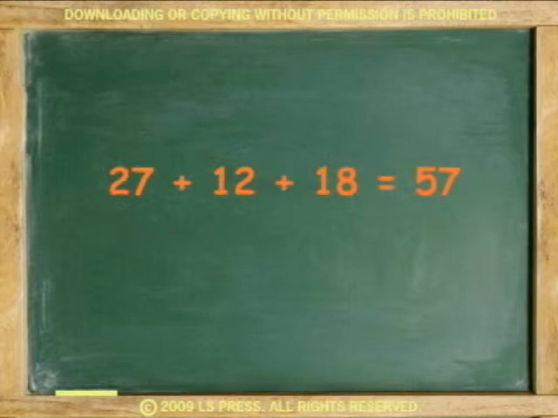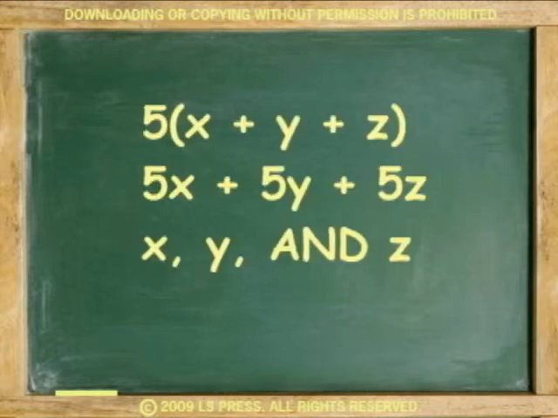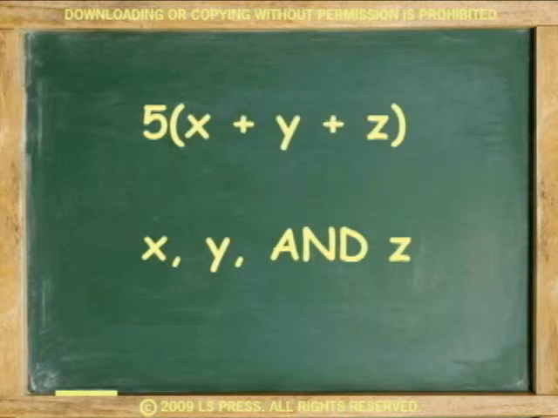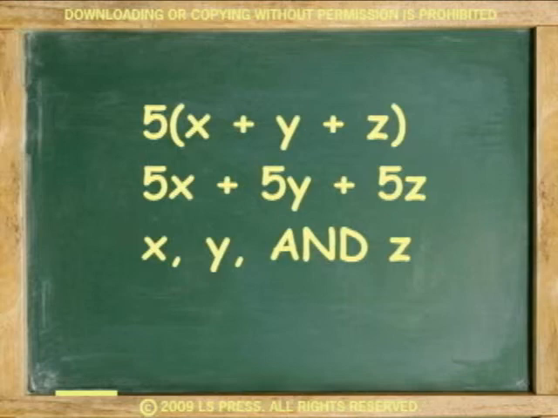Now, although according to order of operation rules you are supposed to do what is inside the parentheses first, sometimes this is not possible. For example, in here 5 is being multiplied by the addition of x, y, and z, which equals 5x plus 5y plus 5z. x, y, and z cannot be added without knowing what x, y, and z represent. Therefore, all you can do here is to distribute 5 over the 3 terms of the trinomial, x plus y plus z.